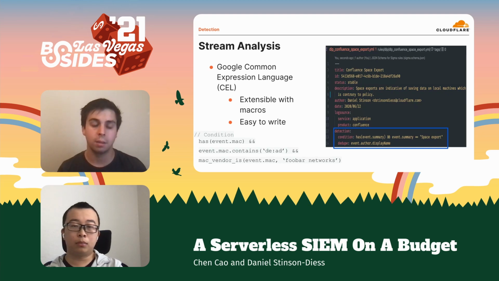We've written a lot of these custom macros that do things like IP address enrichment, look up someone's groups, and other things. And you can see this is a stream rule on the right, which is roughly how they look. And it's pretty easy to get the gist of it: if someone's exporting something, let's create an alert.